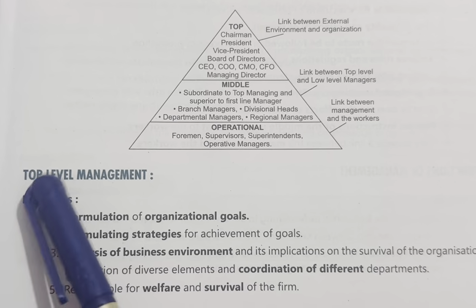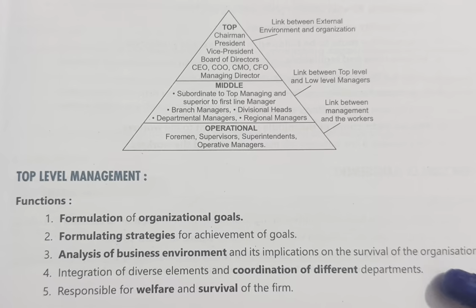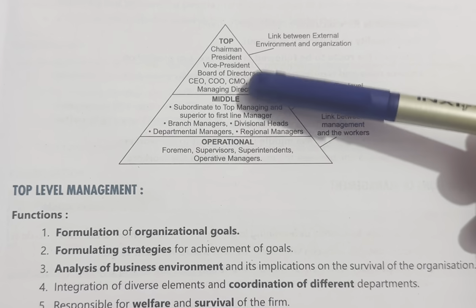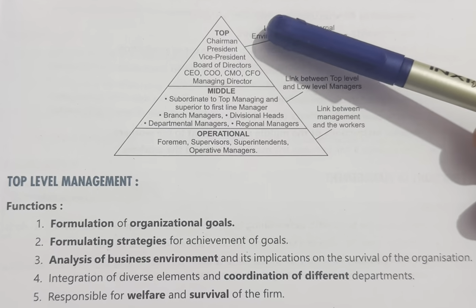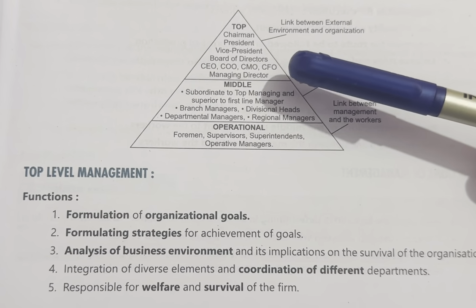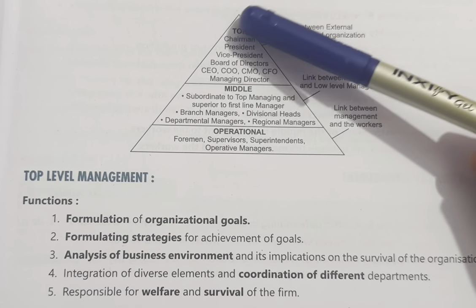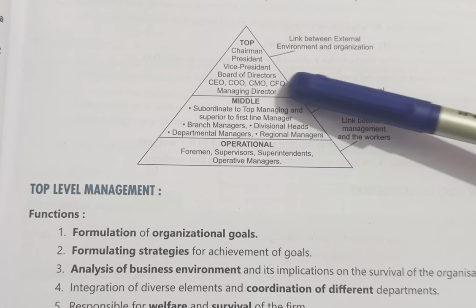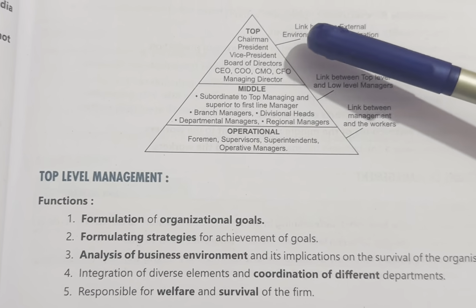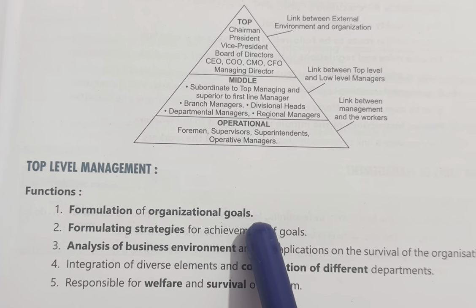Let's talk about top level management. So here are the functions given. These functions are performed by top level, the one who is working at top level. Here you can see chairman, president, vice president, board of directors, CEO, COO, CMO, CFO, managing director. So these are the persons who are working on top level. So what are the functions performed by them? First is formulation of organizational goal.